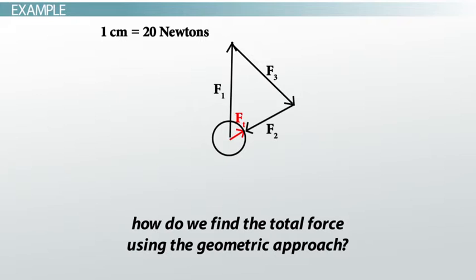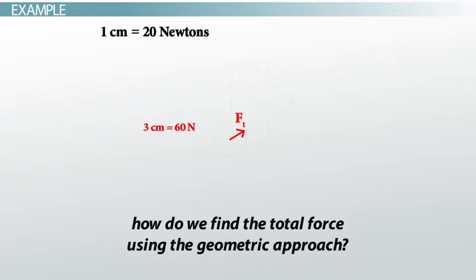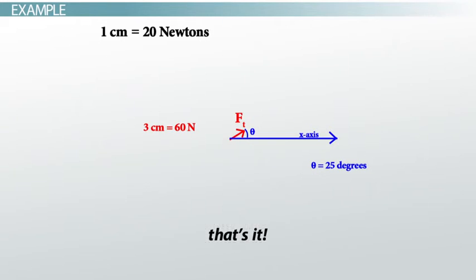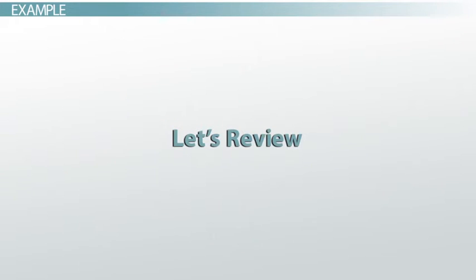We measure the arrow and it turns out to be 3 centimeters long, which based on the scale is 60 newtons. And the angle that this force is pointed at is 25 degrees. So the total force on the ring is 60 newtons at an angle of 25 degrees measured from the positive x-axis. And that's it. That's our final answer.